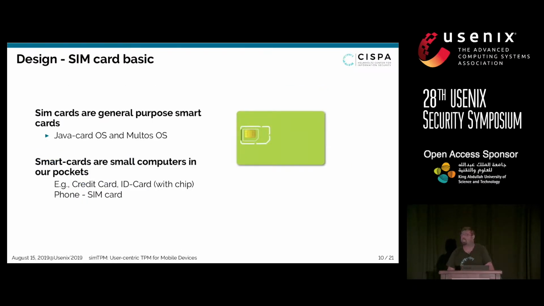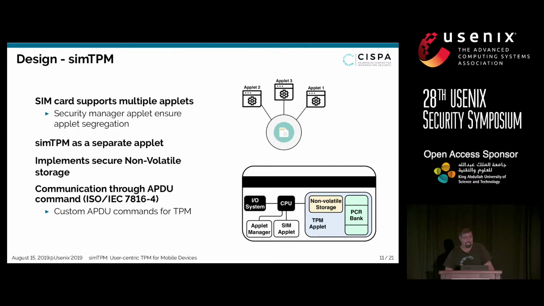Now, SIM cards are general purpose smart cards. It has its own operating system, for example, Java Card OS or Multos OS. It has its own processor. It has its own memory inside the card. So these are small computers in our pockets. A SIM card supports multiple applets, and the security manager applet that resides within the SIM card assures the applet segregation.